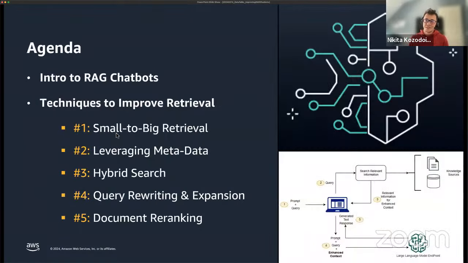Great. So in this talk, I will first do a quick intro to RAG chatbots to explain to you how they work so that we all have the same understanding about those systems. And then I will talk one by one about 5 techniques that are based on my experience and based on experience of other people that you can find in different papers or blog posts as well, are crucial to improve the quality of the chatbots and the quality of the retrieval components of these chatbots.